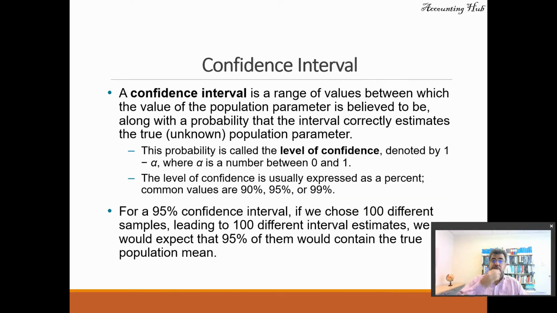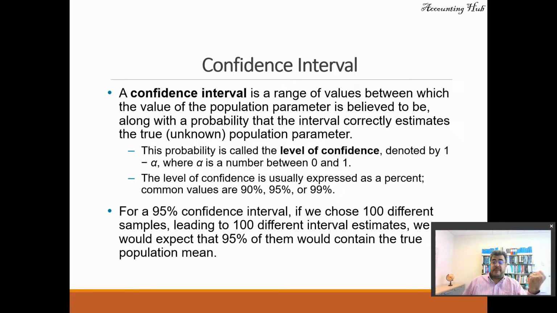So what is a confidence interval? It is a range of values between which the value of the population parameter is believed to be, along with the probability that the interval correctly estimates the true or unknown population parameter. So here we have a level of confidence that goes from 0 to 1.